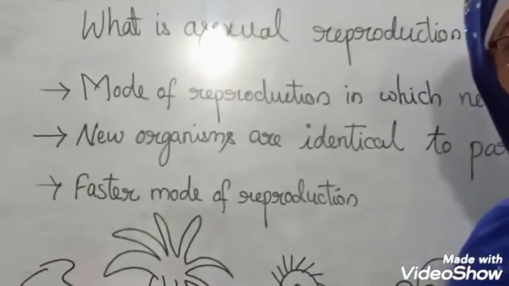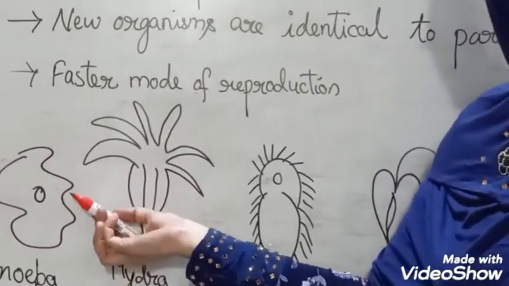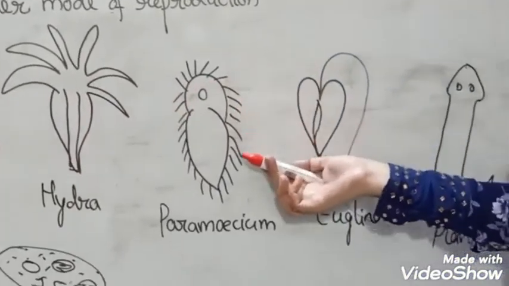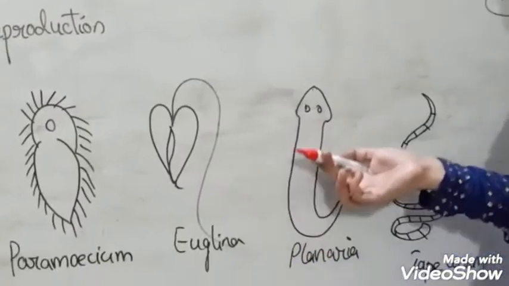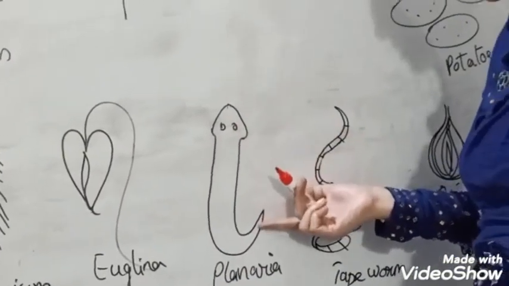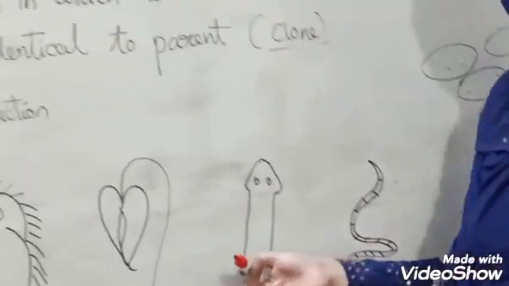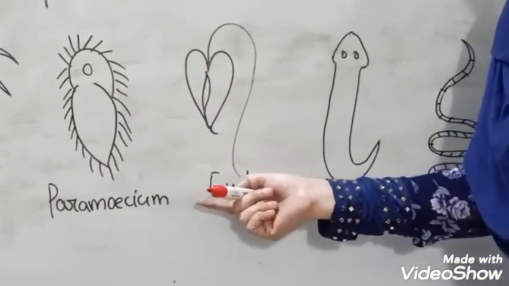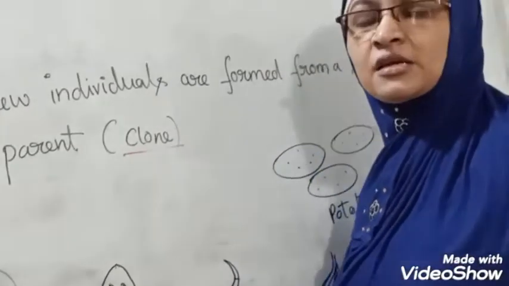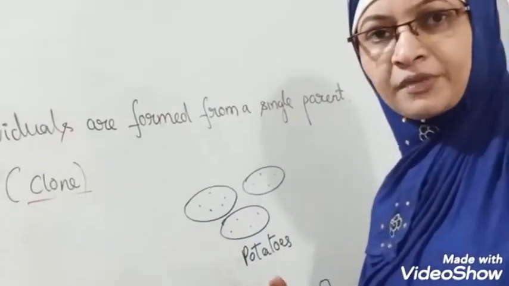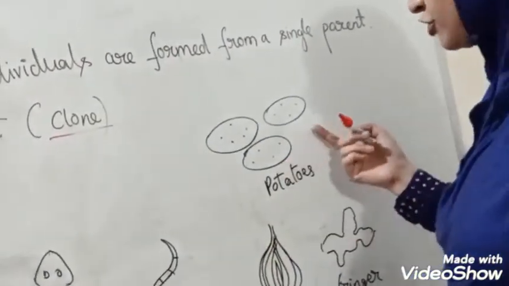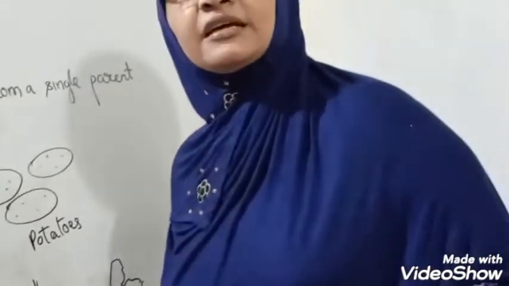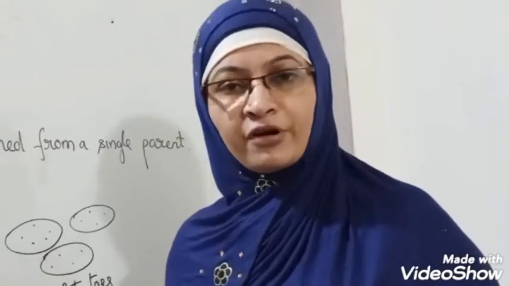Amoeba reproduces by binary fission, hydra by budding, paramecium by conjugation, then euglena, planaria, tapeworms, and some bacteria. Not only in single unicellular organisms but also in simple vegetative plants like potatoes, onions and ginger, we can see the asexual form of reproduction.